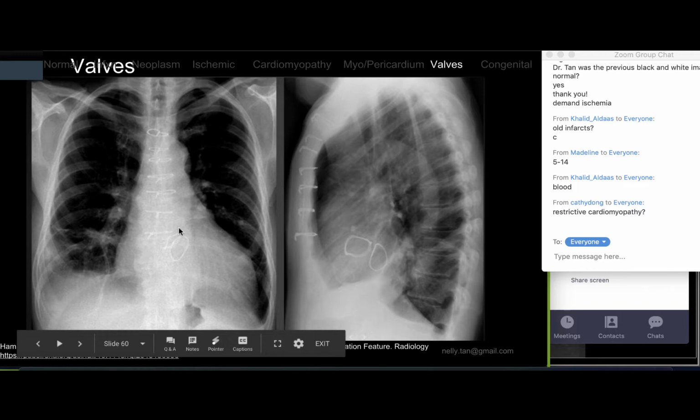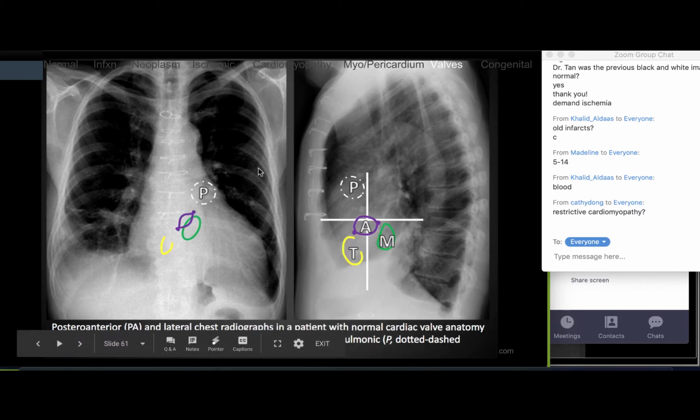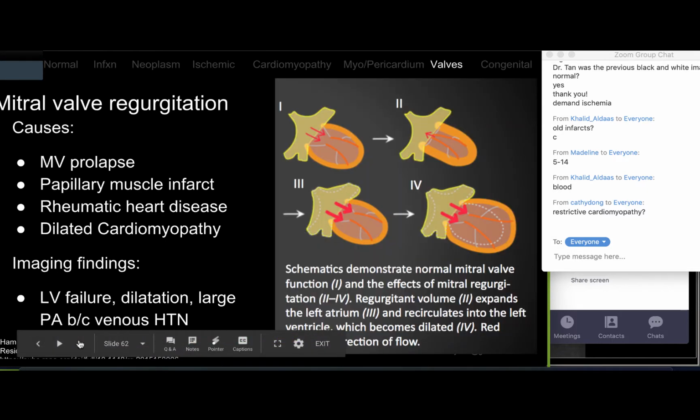Okay, we're going to talk about valves. Here is a chest radiograph, and based on the location, you can sort of figure out what valves are where. The pulmonary valve is the highest, but there's not really much that's done with that. It's usually the aortic and mitral valves. So the aortic valve is the next highest, the most cranial location.